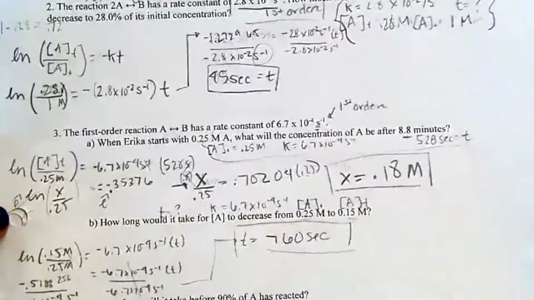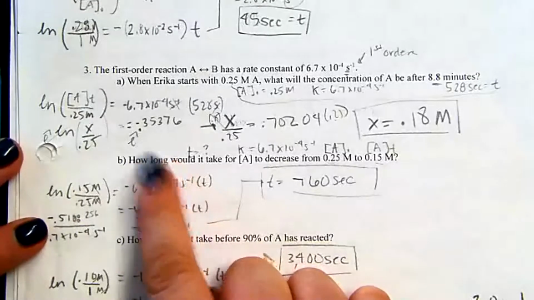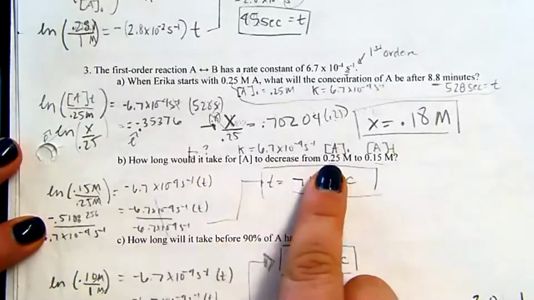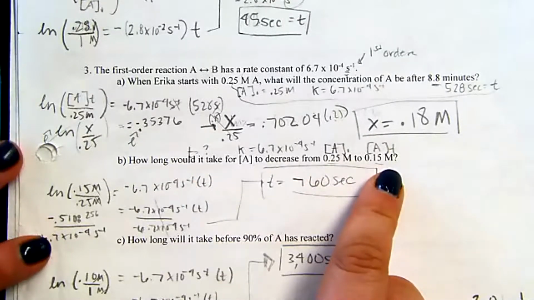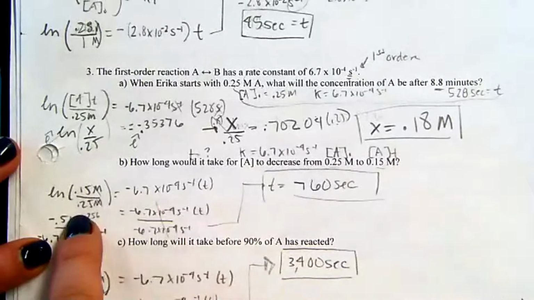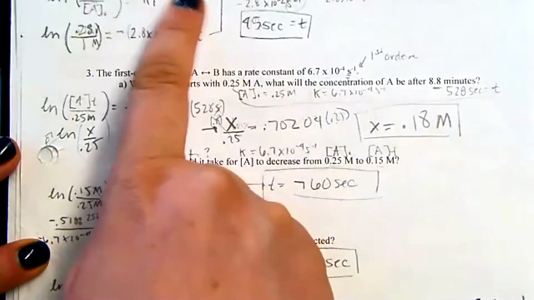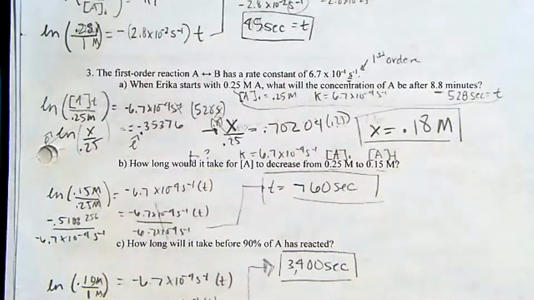All right, we still know it's first order for B and C. So for B, how long? So we're looking for time. Here's our initial, here's our final. So if you had this much left based off this first order rate law, we plug in initial, final, K, and we're looking for X. So just like number 2, and we get, it's going to take 760 seconds.